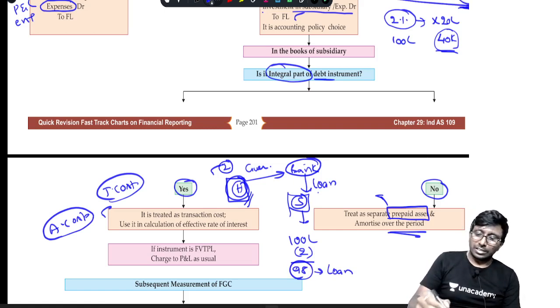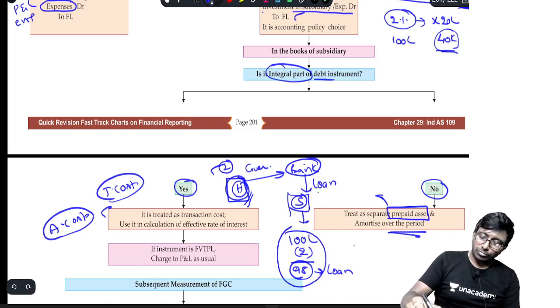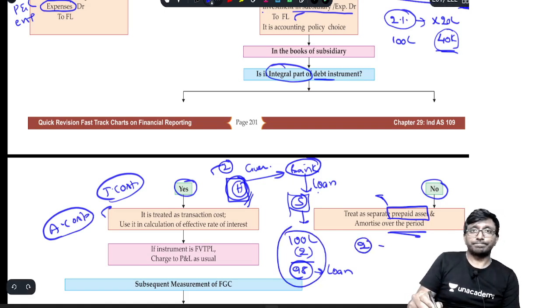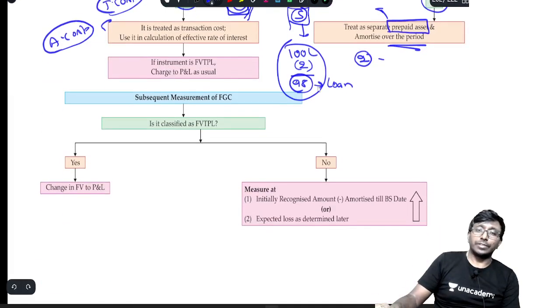Understand? Right. If it is not related, then what do you do? The 2 will be deferred, and we transfer it to P&L over the period. That's it. That is the way.